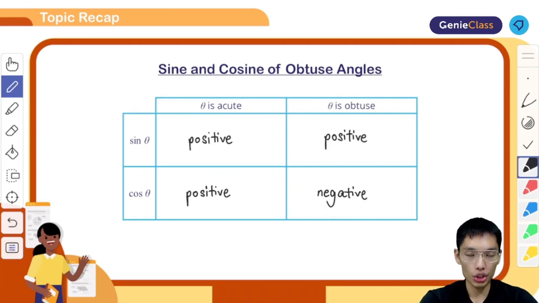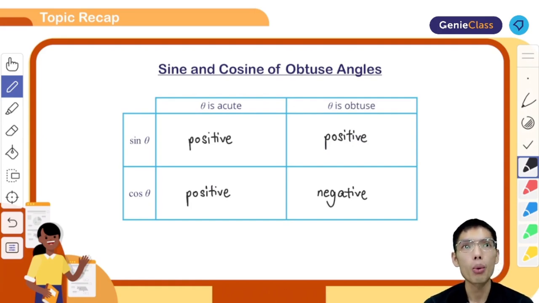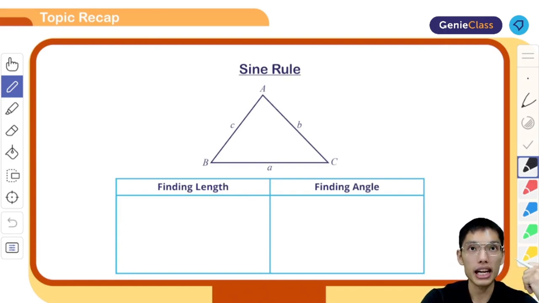Okay, moving on, further more revisions to go. Now with regards to your sine, cosine, you realize all these particular angles only work if they are right angles. But what happens if you do not have a right angle triangle? So that's where we have our sine rule over here. So there are two ways to do it. Finding length, what happens is when we want to find something, that particular item will be at the numerator. So what do I mean?